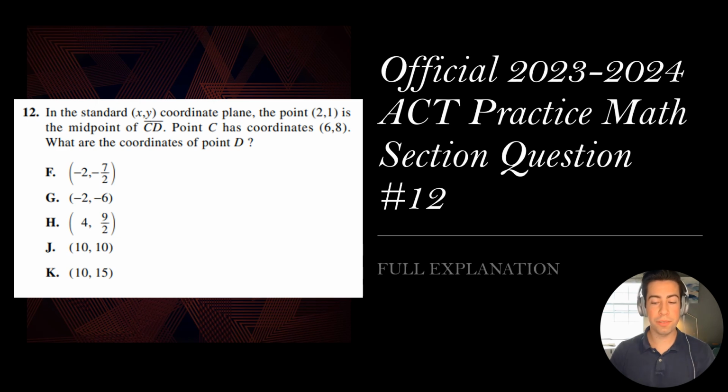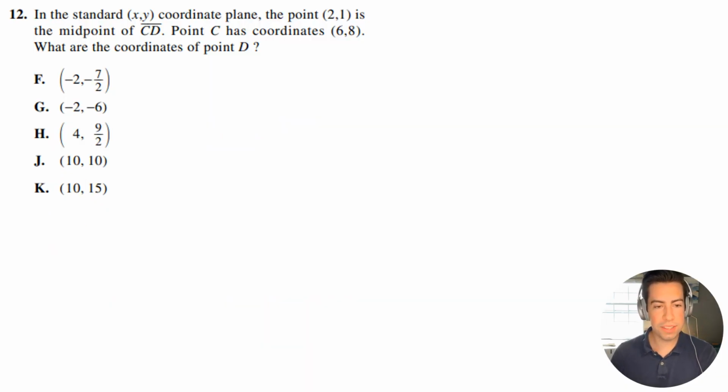All right, question number 12, let's get right into it. So in the standard xy coordinate plane, the point (2, 1) is the midpoint of CD. Point C has coordinates (6, 8). What are the coordinates of point D?